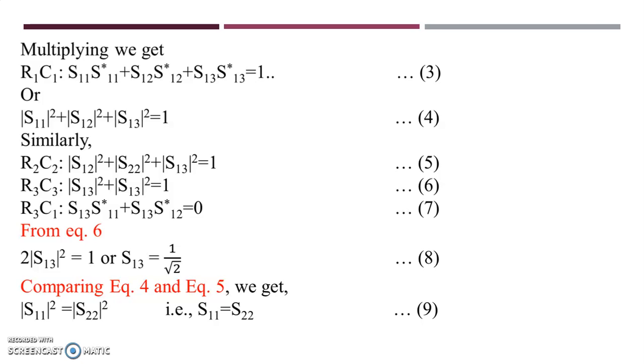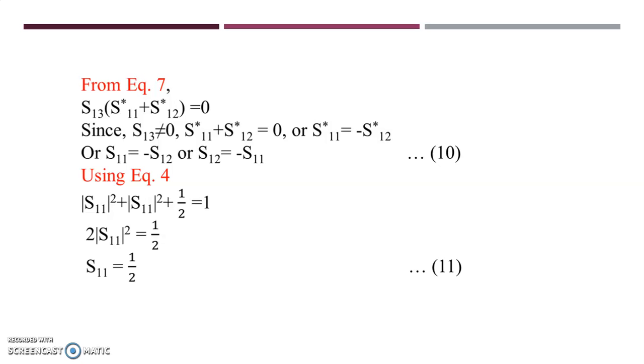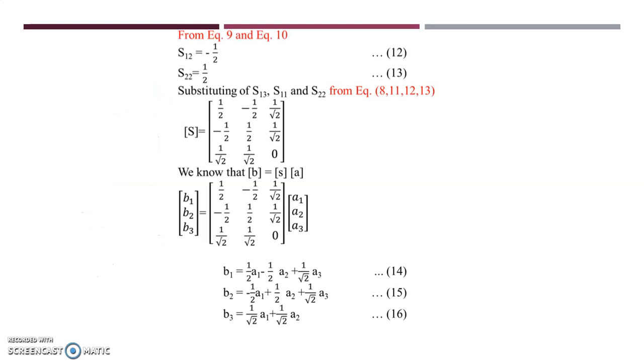Now let us multiply R1 and C1. You will get equation number 3, that is S11 square plus S12 square plus S13 square is equal to 1. Similarly R2 C2, R3 C3, R3 C1, and from equation number 6 we will get S13 is equal to 1 by root 2, and from equations 4 and 5 we will get S11 is equal to S22, and again from equation number 7 we will get S11 is equal to minus S12, or S12 is equal to minus S11. So from equation 4 we will get S11 is equal to 1 by 2. So S12 is equal to minus 1 by 2, S22 is equal to 1 by 2.